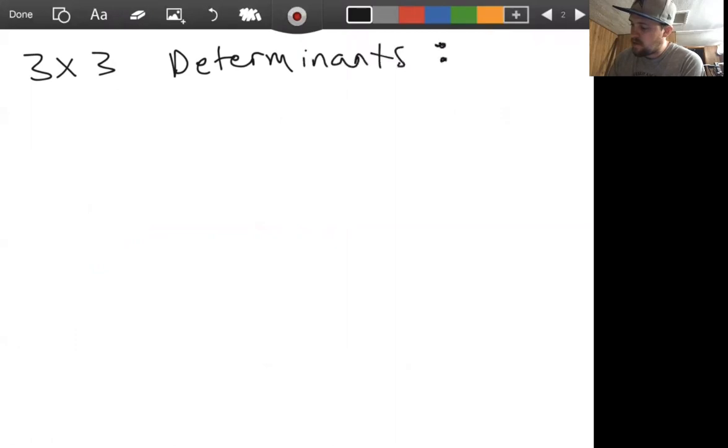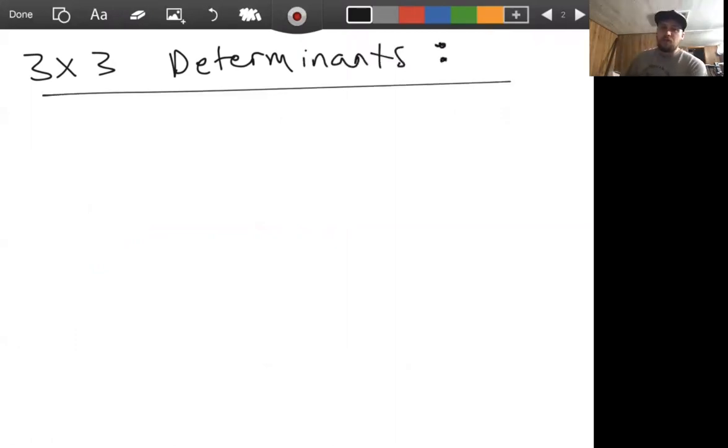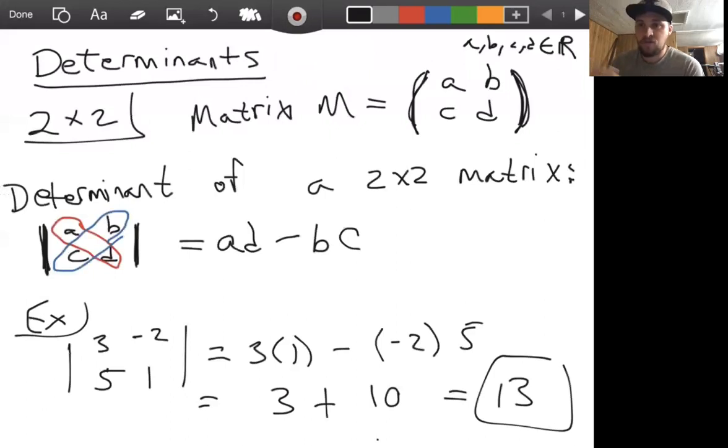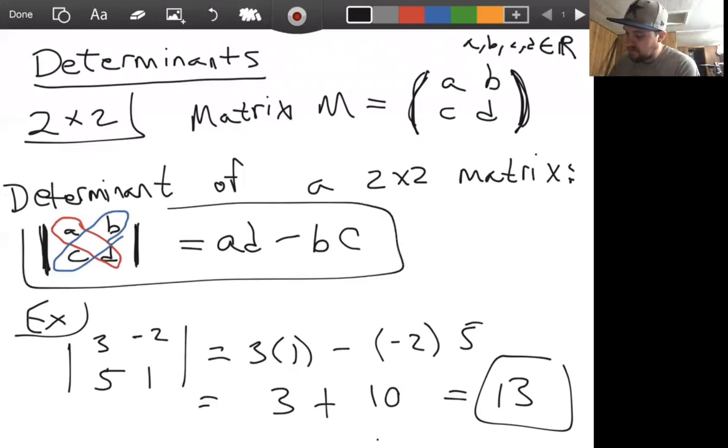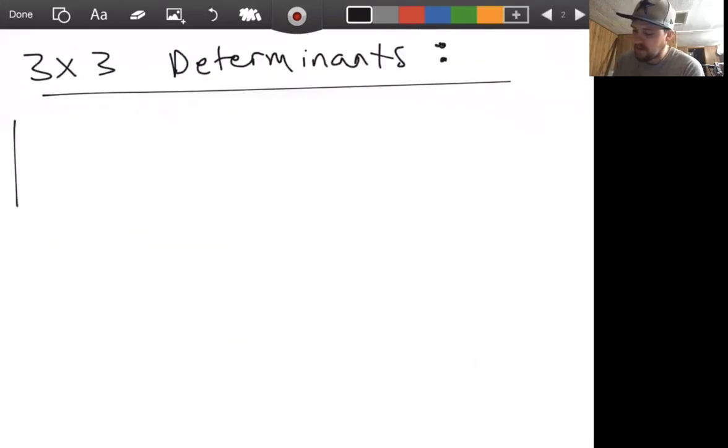Now for a 3 by 3 matrix, let's look at 3 by 3 determinants. The determinant for a 3 by 3 matrix is calculated in terms of 2 by 2 matrices, or in terms of determinants of 2 by 2 submatrices. And so we need to keep this formula in mind as we calculate the determinant for a 3 by 3 matrix. So let's say we have the matrix A, B, C, D, E, F, G, H, I.